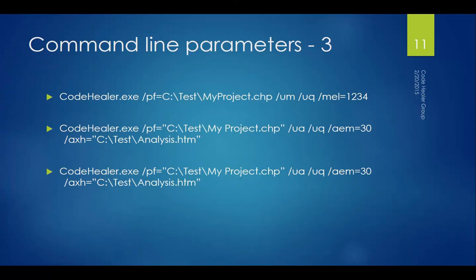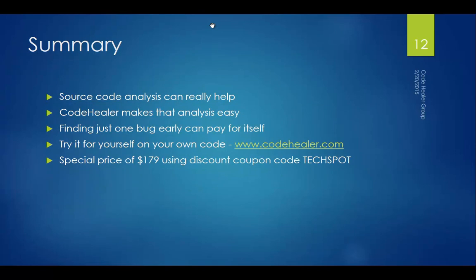And so here we have a couple of example command lines. The first one just tells it a project file. It says run an unattended metrics, and the metrics expected lines is 1, 2, 3, 4. So if we get a different number of lines, then that will set an appropriate error level. Second line, slightly more complicated. It also exports the analysis to an HTML file. So I think you get the picture on the command line capabilities.